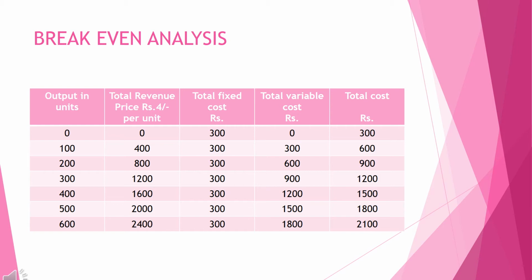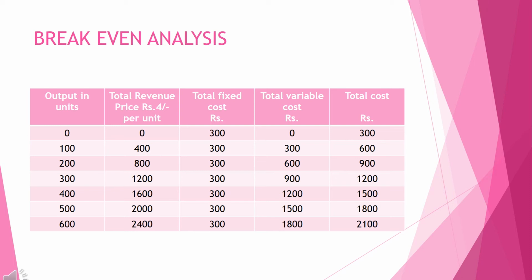In the table, it is understood that when the output is 0, the firm incurs only fixed cost under total cost. When the output is 100, the total cost is rupees 600, that is fixed cost plus variable cost. The total revenue at the level of output is rupees 400, that means the firm incurred a loss of rupees 200. Similarly, when the output is 200, the firm incurred a loss of rupees 100.